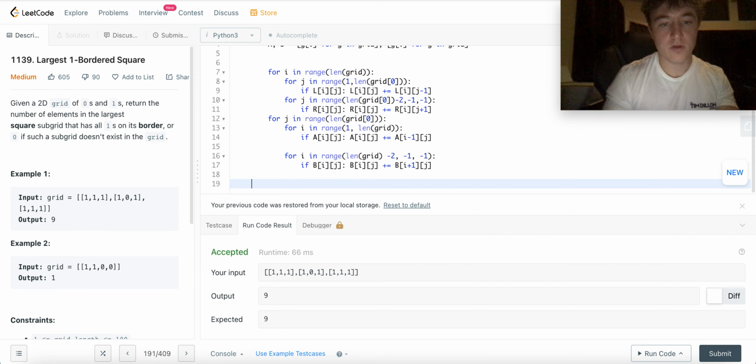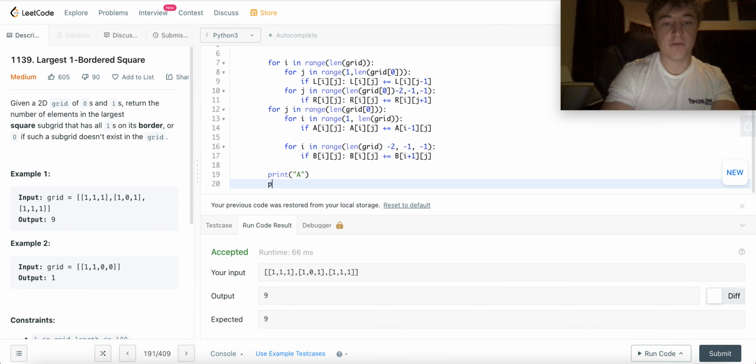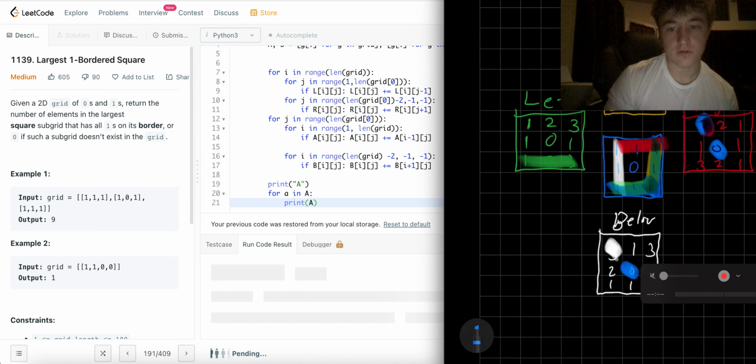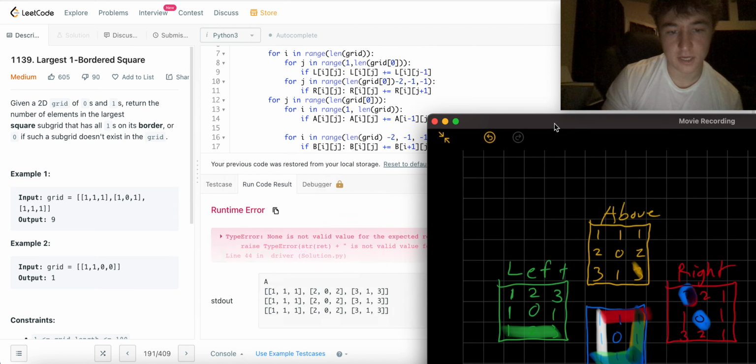Okay. And then just so you can see if this works, we want to do above. So we'll print A. Does this look like A? Does it look okay?